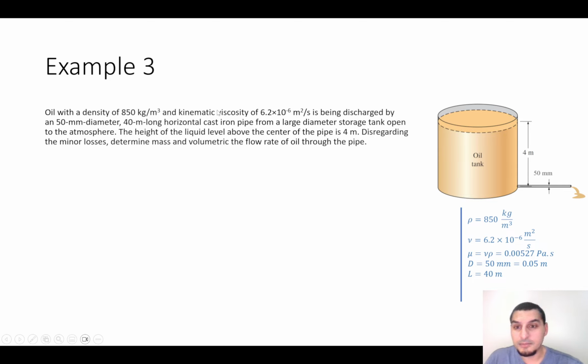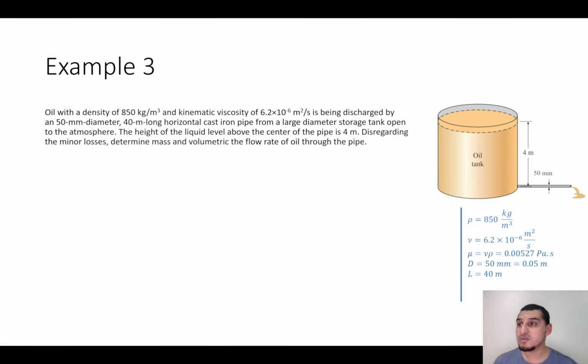And the height of the liquid is 4 meters above the pipe. And we want to calculate the mass and the volumetric flow rate of the oil through the pipe. So we want to know how fast the oil is flowing through the pipe. So this is the summary of the givens that we have.